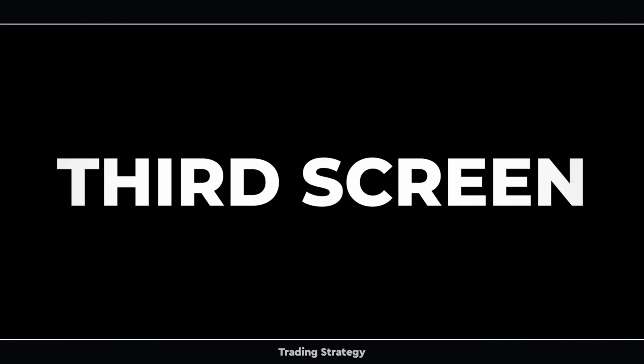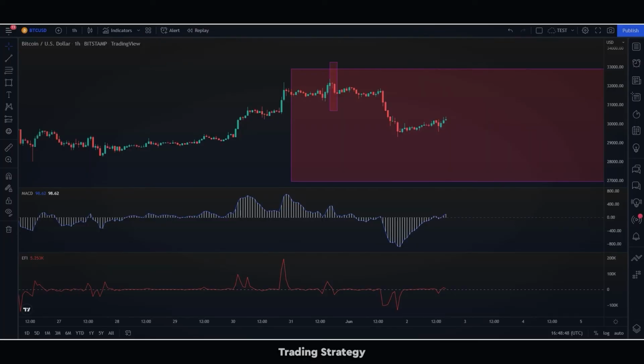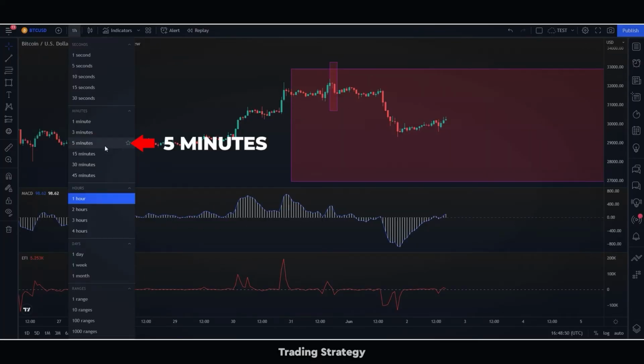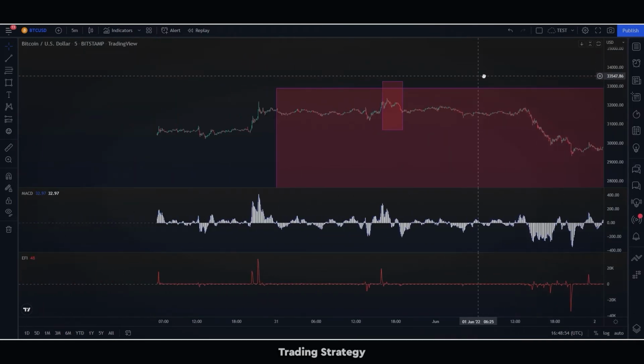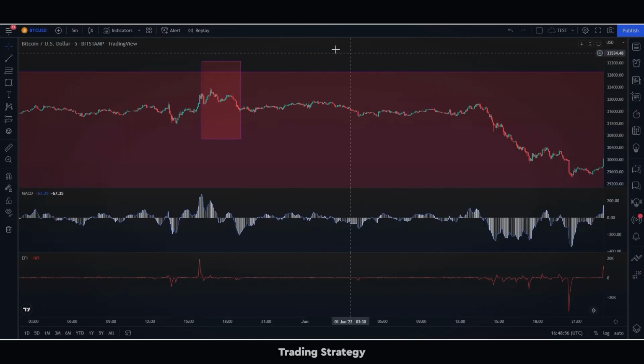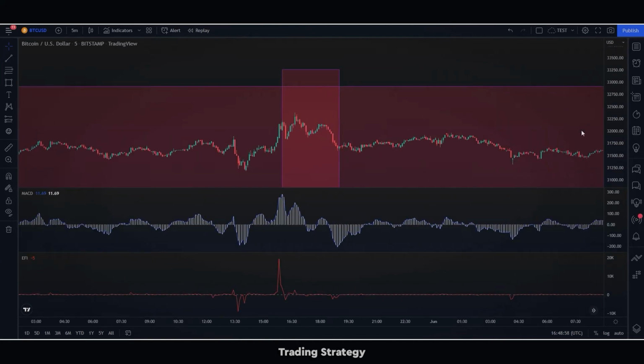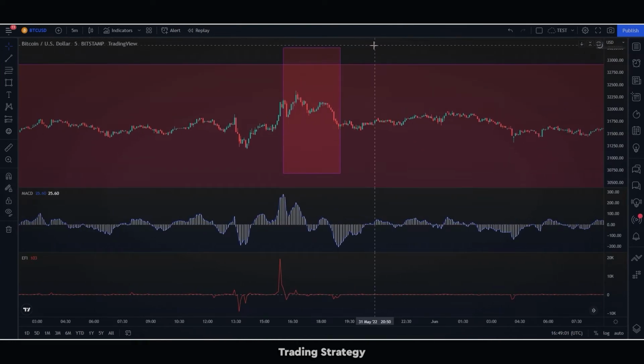Third screen. On the third screen, we are going to move on to the 5-minute chart. For this third screen, no chart or indicator is needed. The third screen is a technique that we have to apply. This screen is also known as the moving buy-stop technique for uptrends and the moving sell-stop technique for downtrends.